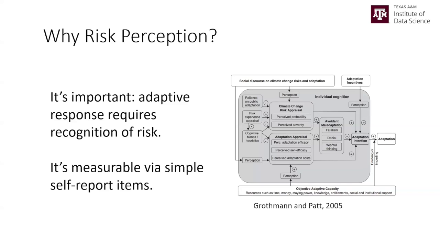Also, critically for my own work, it's easily measurable via self-report items, which is helpful in the context of running surveys or focus groups. So this is a model that I've relied on through my dissertation work and some other projects, Rothman and Pat, 2005. They looked at various factors that affect climate change adaptation, and central to their model is this idea of risk appraisal and risk perception.